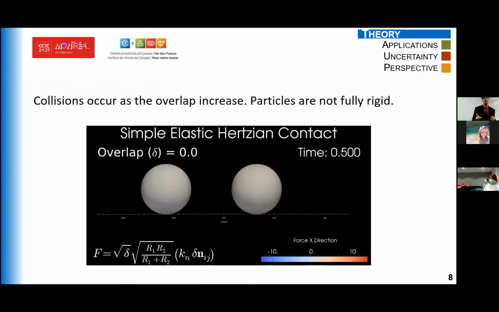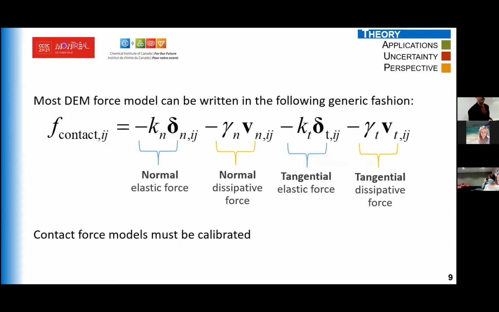So here, the view we got of the overlap was extremely exaggerated. In real life, in a real DEM simulation, the overlap is going to be less than 1% of the particle diameter, but this is still the key idea. To allow for collision, we allow the particles to overlap. As they overlap, it generates a force, and this force is what drives the dynamics of the granular flow. And this allows us to handle multiple contacts at the same time.